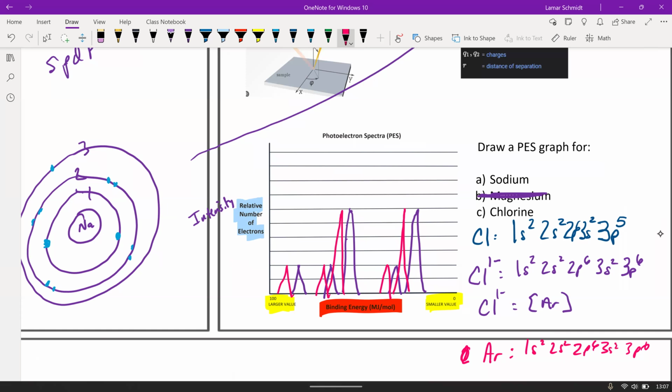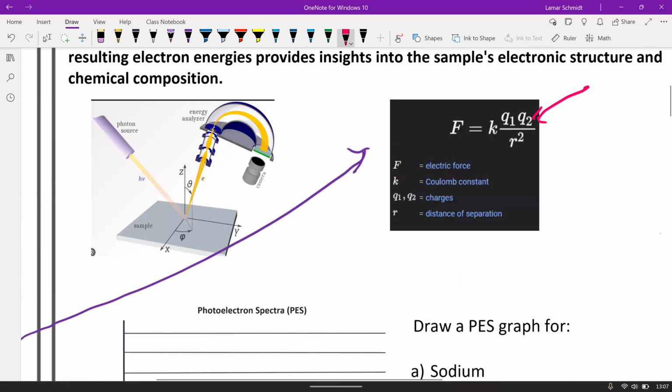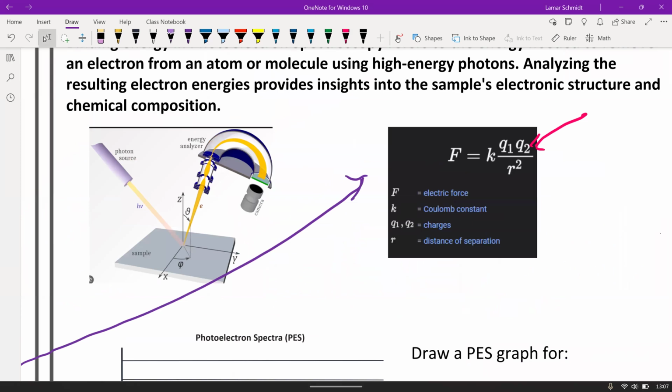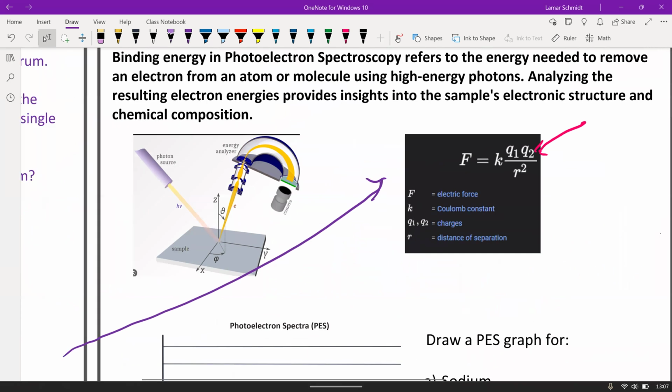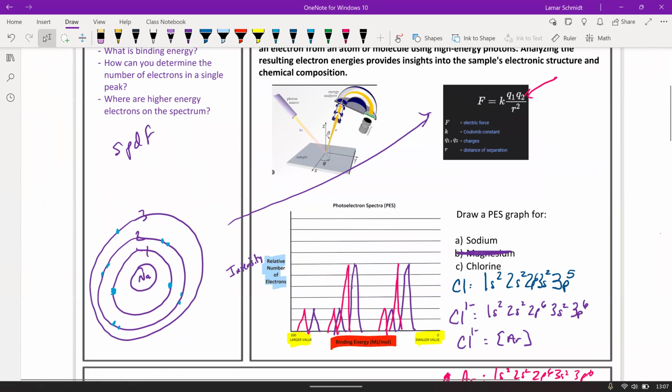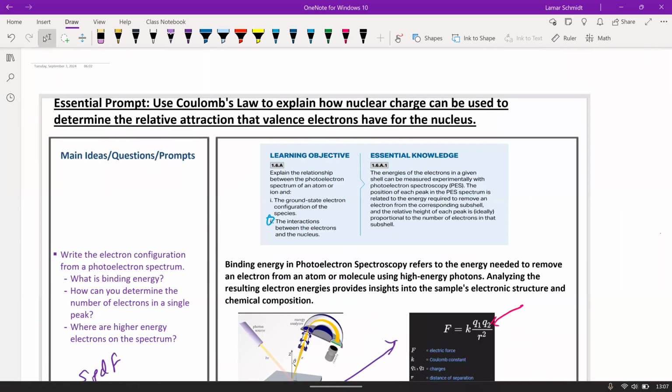Again, if we go back to Coulomb's law, we look at the Q's. R is about even, but the Q is a little bit higher for argon. Do we understand that? Are we showing a relationship between PES of an atom and an ion? We talked about them both. Did we relate that to the electron configuration? You doggone right we did.